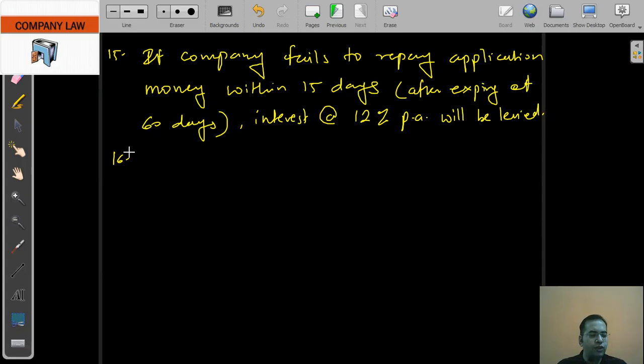Then the company should maintain the complete record of private placement offers, like full name, address, permanent account number, ID, class of securities, date of allotment, and everything should be properly maintained.